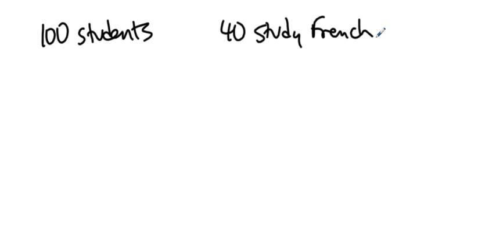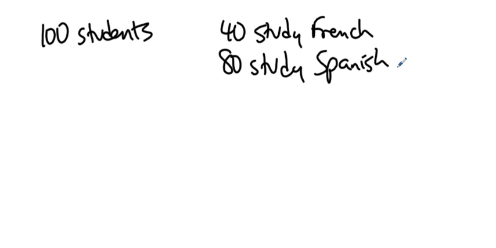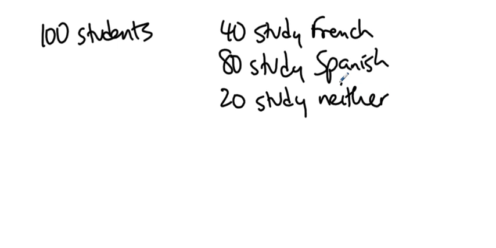Well, let's pretend that there are 100 students, and we ask these 100 students what language they study, and we find out that 40 of them study French, and we find out that 80 of them study Spanish, and we find out that, I don't know, 20 students study neither French nor Spanish. Oh, that's a terrible example. 10 study neither French nor Spanish.